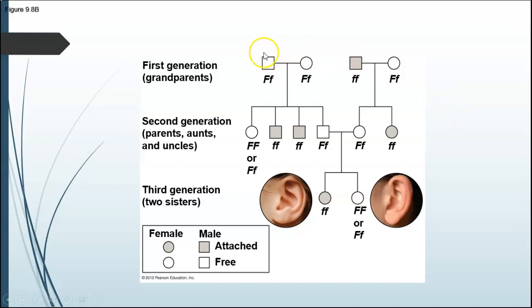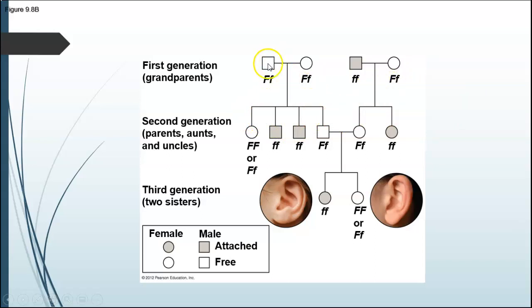And so the symbols are always the same. The squares are males, the circles are females. The line between two shows a marriage line or a parental line, and then the line coming down from that, with lines down here, represents the children or the offspring of that particular pairing.